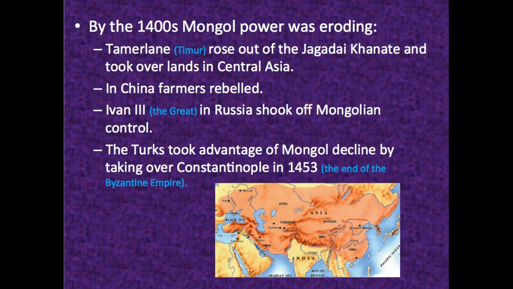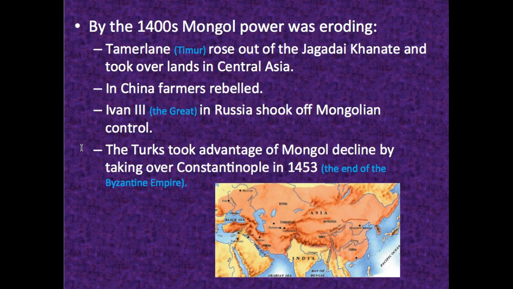By the 1400s, the Mongol power was beginning to erode. You have Tamerlane or Timur. He's named that because originally he was thought of as Timur the Lame, and that's how he became Tamerlane, because of his limp. He rises out of a khanate and takes over the lands of Central Asia at this time. In China, you begin to have the rebelling of farmers, and then you have Ivan III or Ivan the Great in Russia, who's able to shake off Mongolian control.